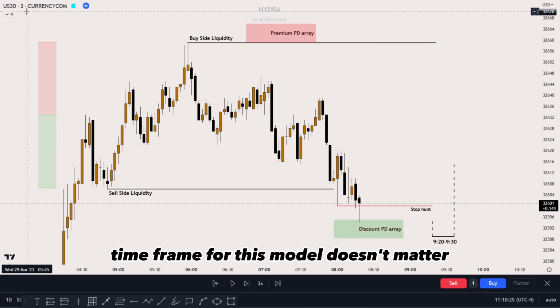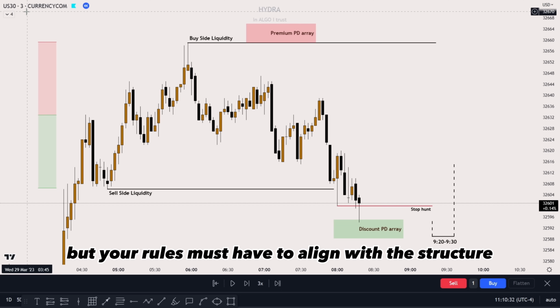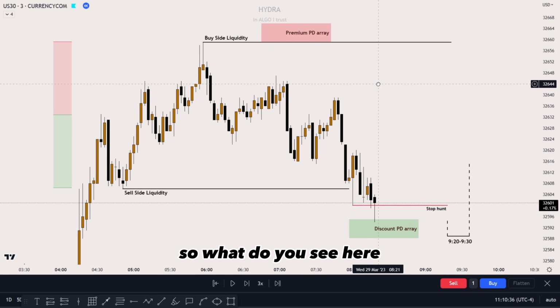The time frame for this model doesn't matter. You can execute on 5 minute, 3 minute, 2 minute, 1 minute, but your rules have to align with the structure, otherwise it won't work. So what do you see here?